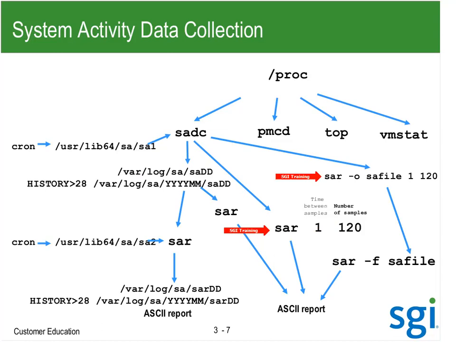So a better way to do it is a SAR -O, dump it into a binary file. So now I'm getting 120 samples into that file. And now with SAR -F, I can go back through that file and look at the different statistics. Let me demonstrate what I mean. I'm going to share my desktop.